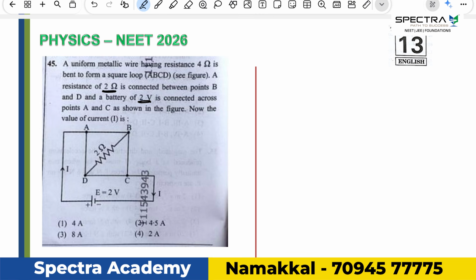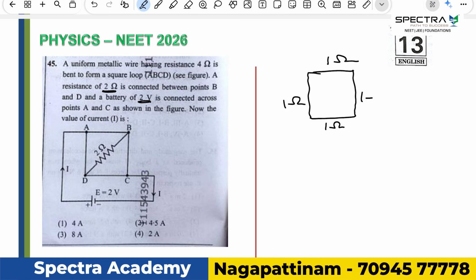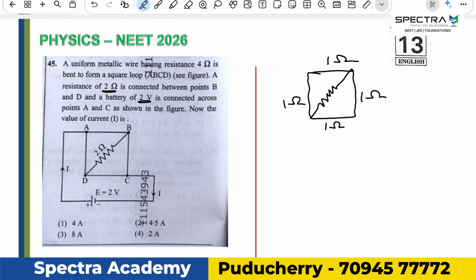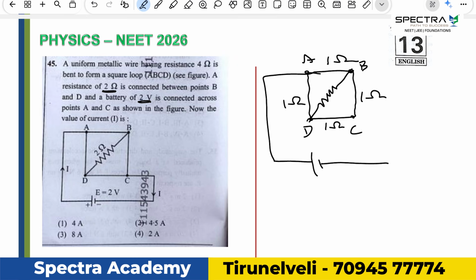One thing should be very clear: whenever the wire is bent into the form of a square, each side of the wire will have a resistance equal to 1 ohm. Clear? And one more resistance is connected between point B and point D. And there is a point A and a point C, connected to a battery as shown in the figure.